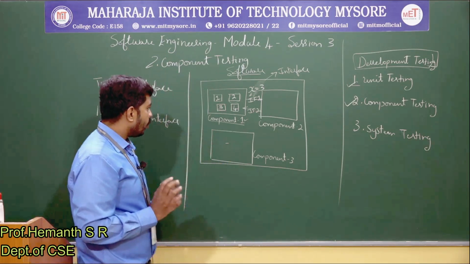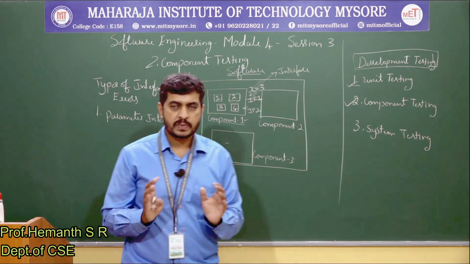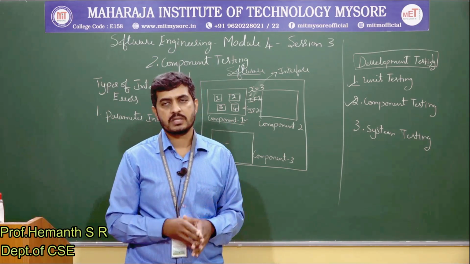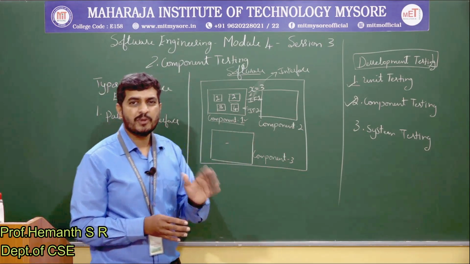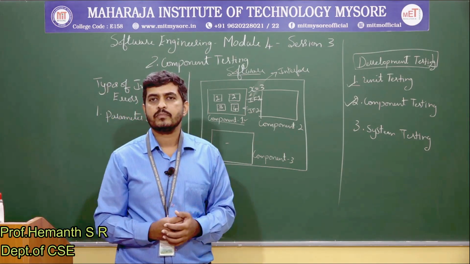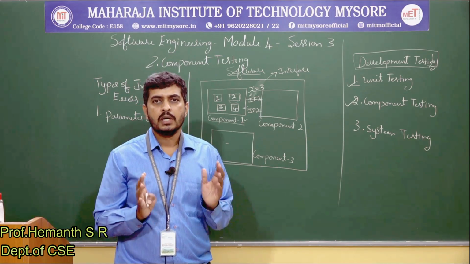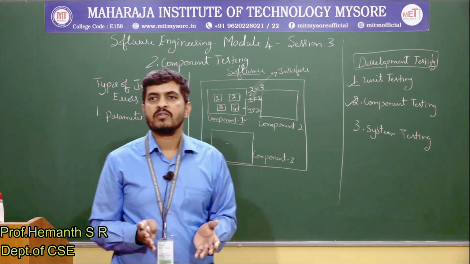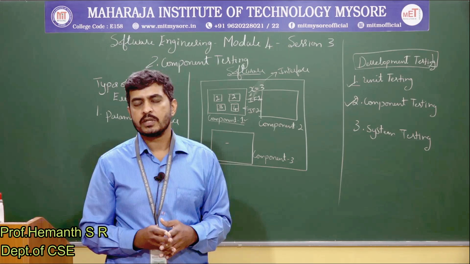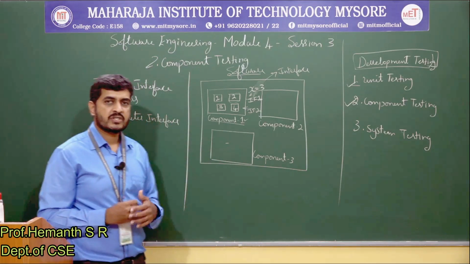So if you want to check whether component 1 is interacting with component 2 as per the expectations, you need to check the interface. Because interfaces are the points which will be used to transact the data, the points of communication between different components. So you should check for the proper working of the interfaces between the components. Now, how exactly will interfaces be tested?